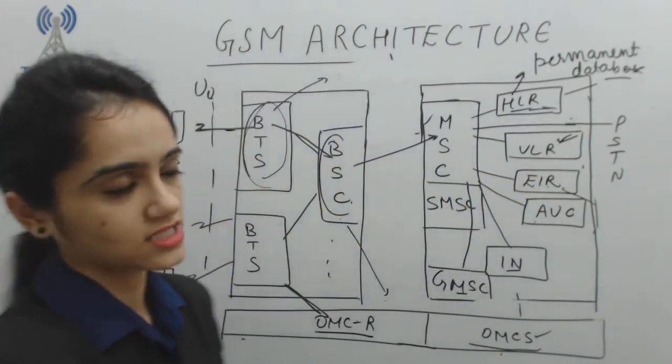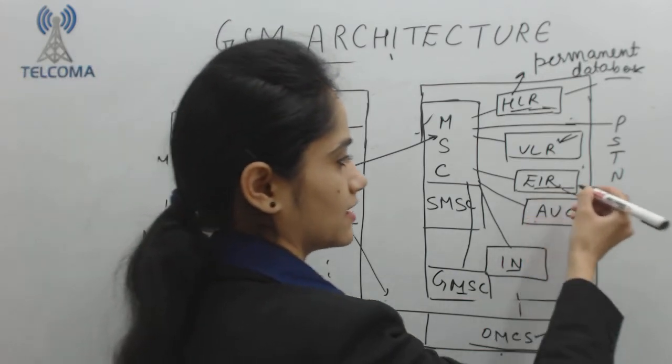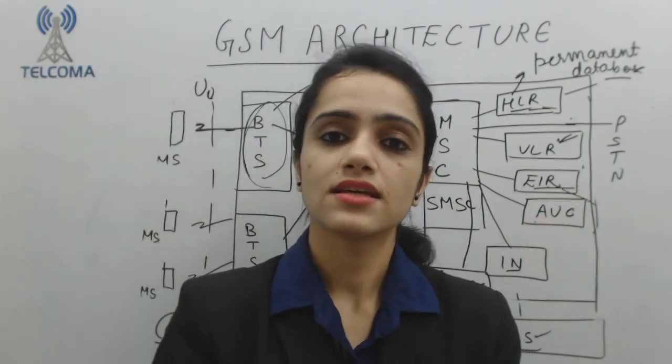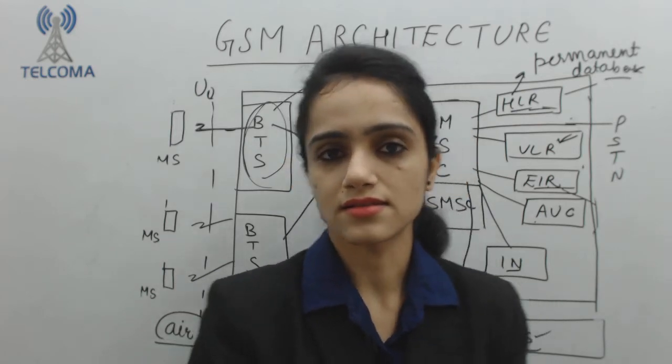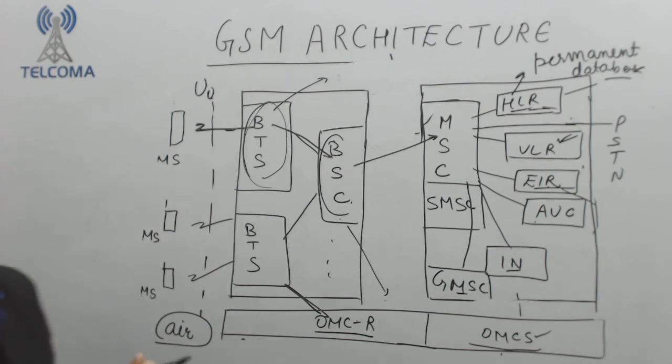After that, we have EIR, where EIR is the Equipment Identity Register. Now, in the EIR database, we have defined three types of list.